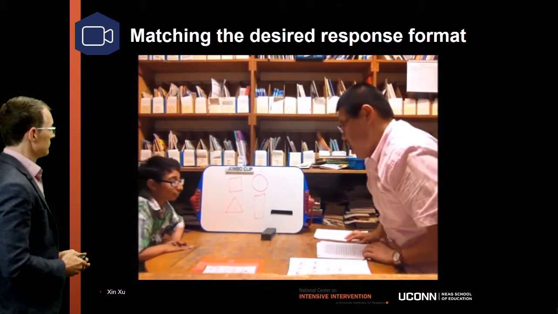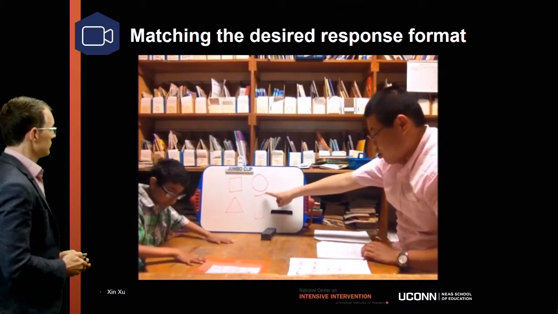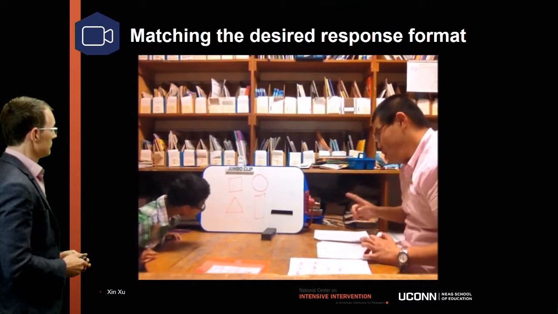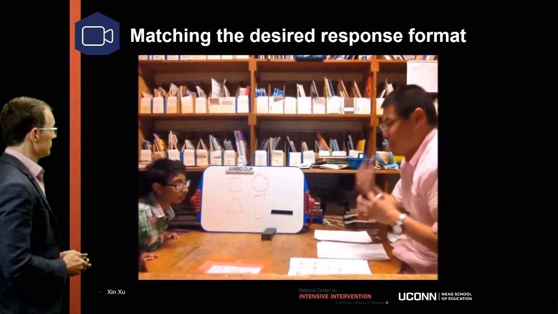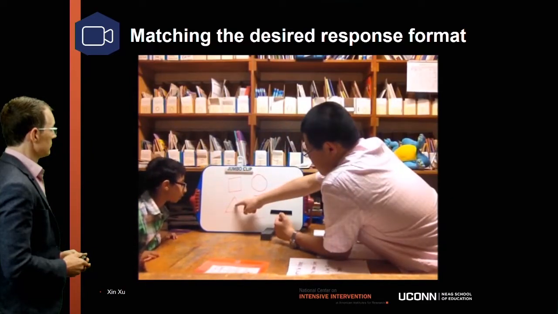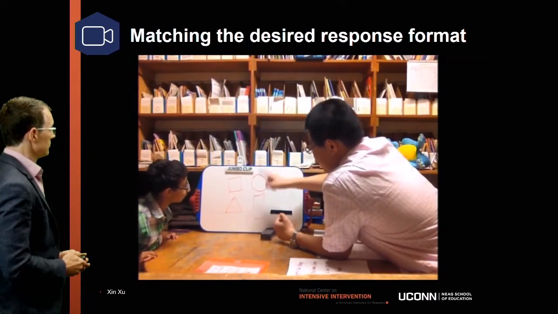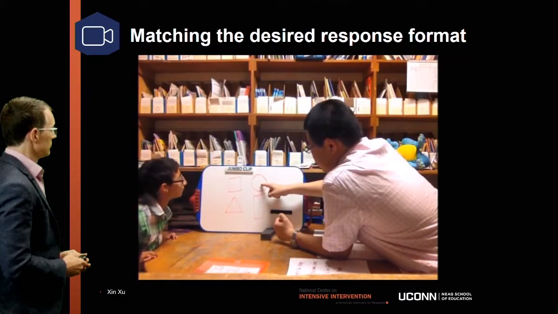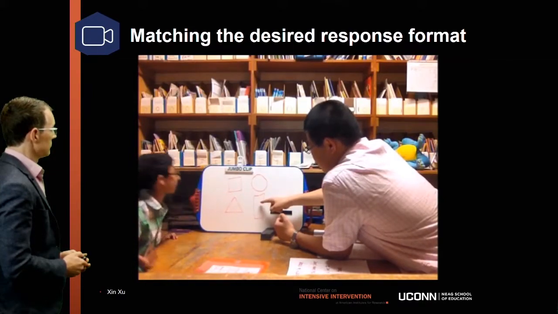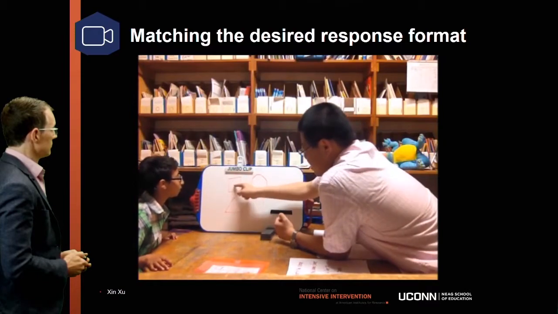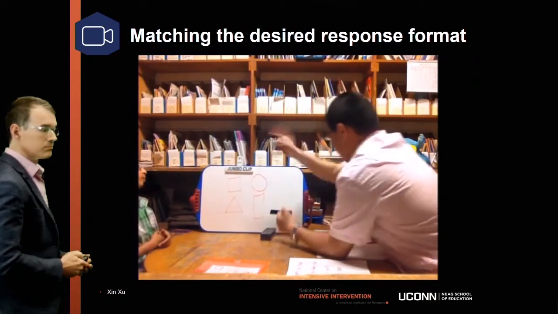And now your turn. I will point to the shape, and you tell me what it is. So what's this? A triangle. What's this? A circle. Great. What's this? A rectangle. Rectangle. And what's this? A square.